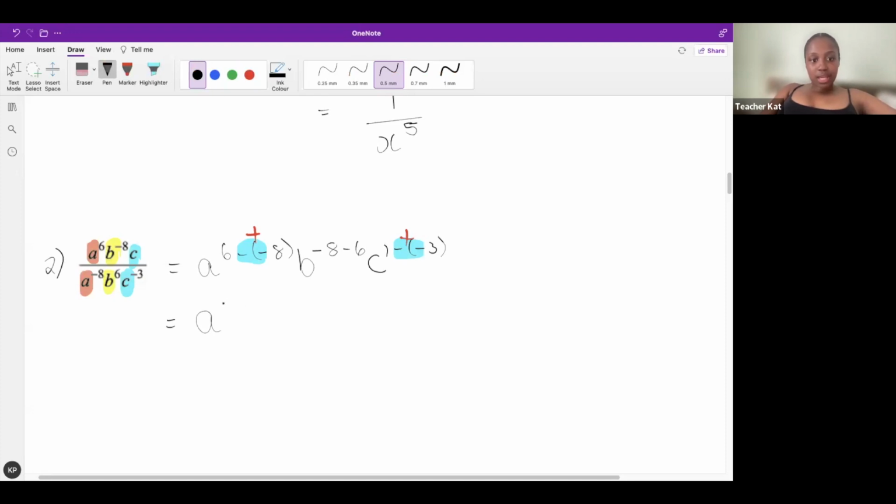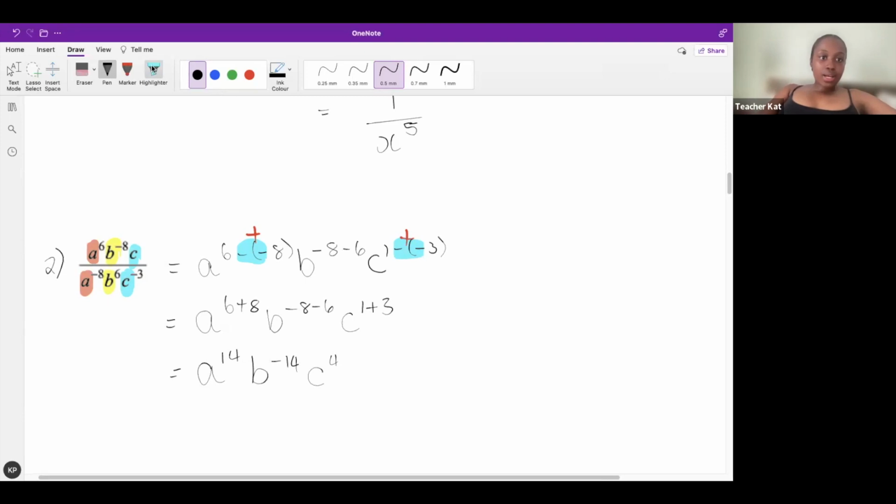So then a will be a to the power of 6 plus 8. And it's still b to the power of negative 8 minus 6. And it's c to the power of 1 plus 3. So my final answer, well, second last step actually, it will be a to the power of what? What's 6 plus 8? 14. B to the power of negative 8 minus 6. This time they're both negative, so my answer will be negative 14. Thank you. And C will be to the power of 1 plus 3, which is 4.